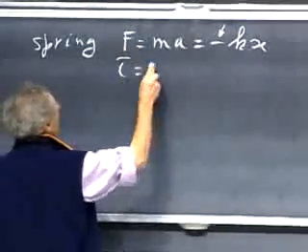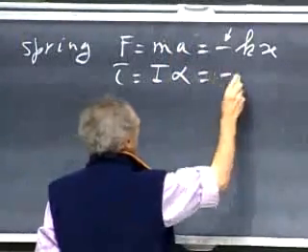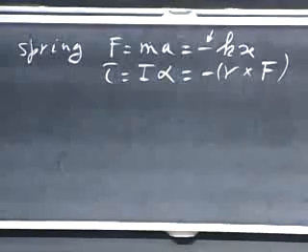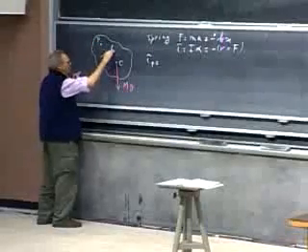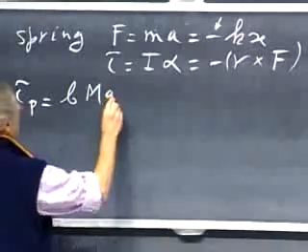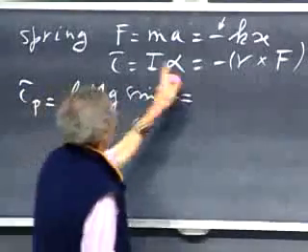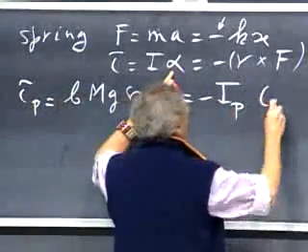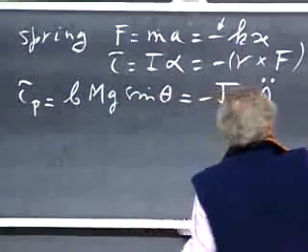In rotation, force becomes torque, mass becomes moment of inertia, and acceleration becomes angular acceleration. So now we have minus r cross F, and the minus sign indicates that it is restoring. So if I take the torque relative to point P, then I have the position vector which has magnitude b, the force is mg, and I have to multiply by the sine of theta. So I have b times mg times the sine of theta, and that now equals minus the moment of inertia about point P times alpha, and alpha is the angular acceleration, which is theta double dot.